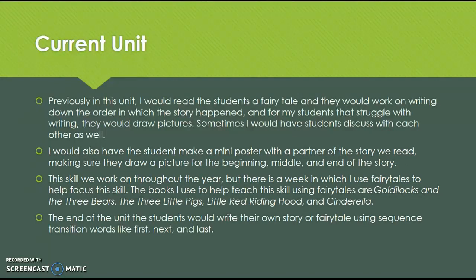With those fairy tales, sometimes towards the end of the week I would have the students make a mini poster with a partner of the story that we had read, making sure they draw a picture for the beginning, middle, and end of the story, and then sometimes writing a sentence with that too.